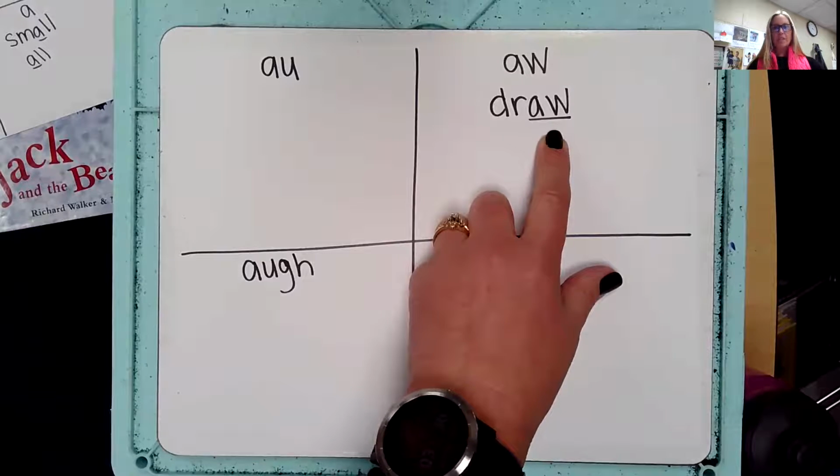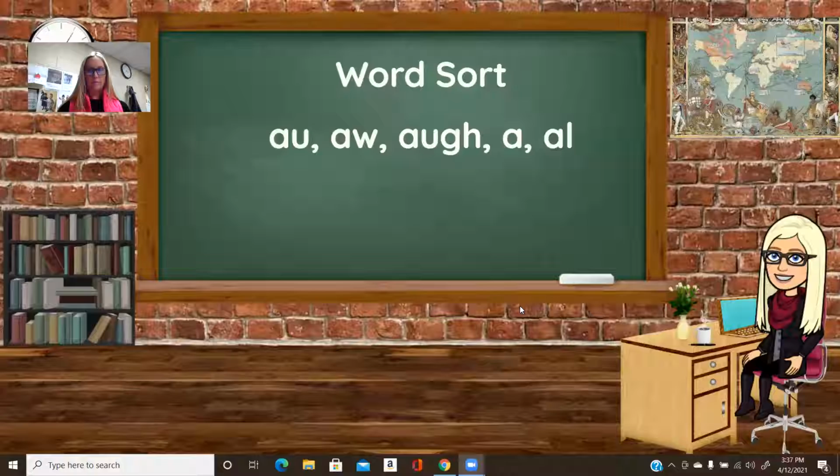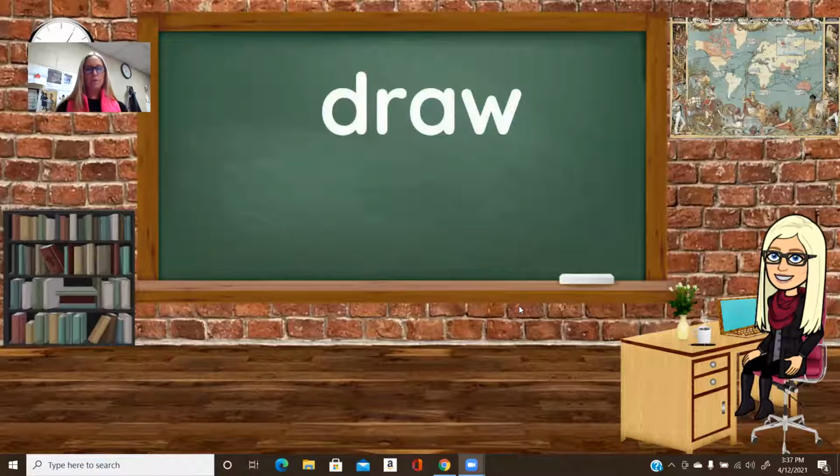Okay, so even if we aren't sure of the word, we're going to know the sounds in the words in order to be able to read it. All right, let's take a look at some more words. So here was the first word. You already wrote that one down on your board. Let's do the next one.